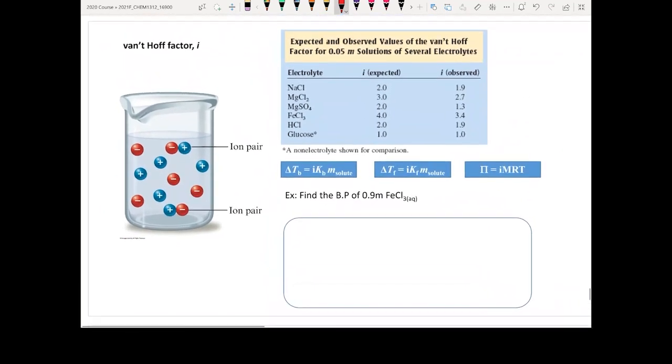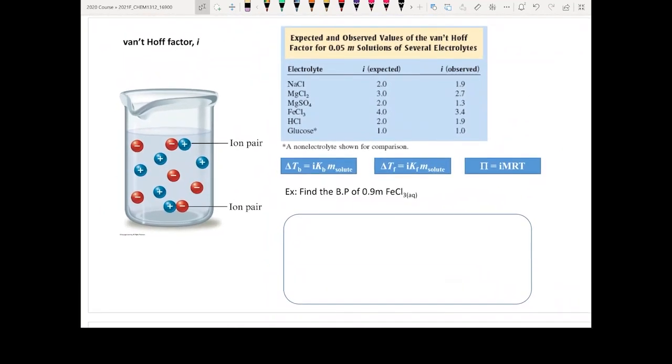These Van Hoff factors will play an important role in your homework, so you need to know how to estimate them correctly so you can get the calculation done properly. The Van Hoff factor is basically equivalent to the concept that you learned previously. When you calculated the normality, we introduced a concept called the number of equivalents.